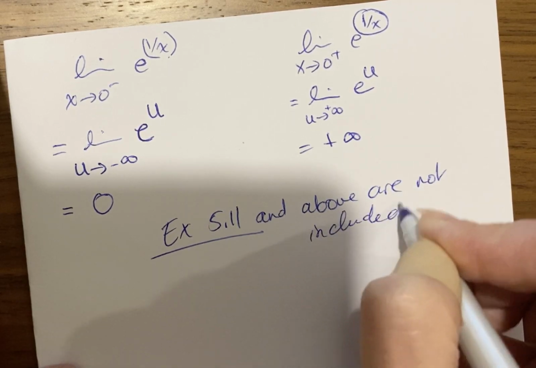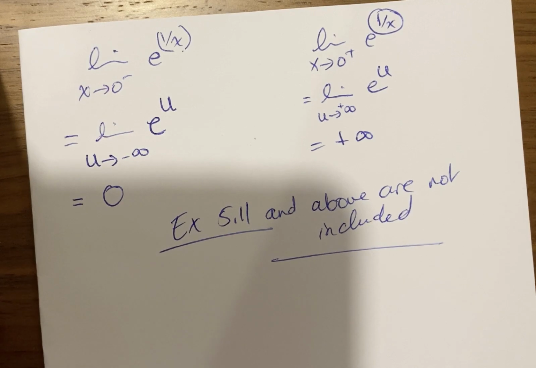Now, before moving to the exercises, example 5.11 and above are not included. So please do not solve them. Finding the size of animal population is not included.